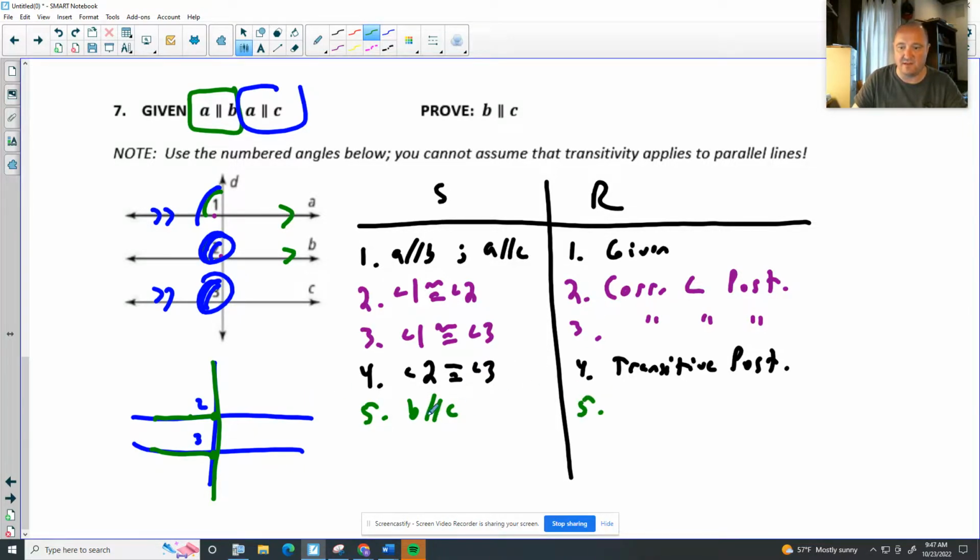And hopefully you're thinking to yourself, well, I just proved something parallel using the angles, so that's a converse. It's not one of our forward postulates or theorems. It's one of the converse postulates or theorems. And what relationship do 2 and 3 have? They're corresponding angles. Hope that helps.